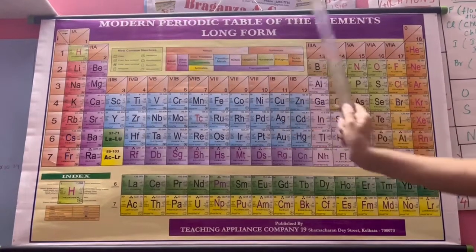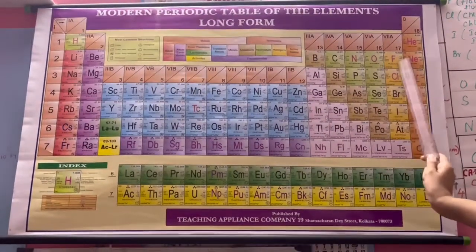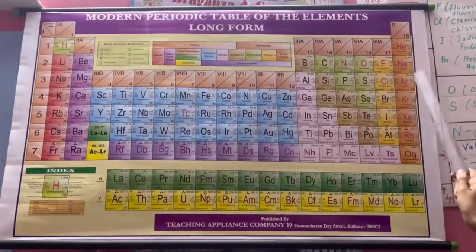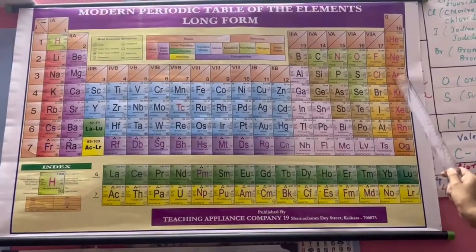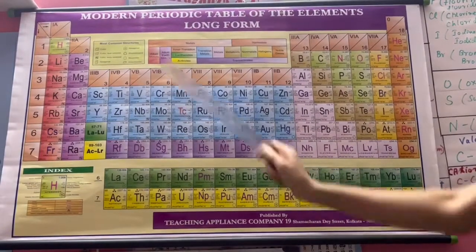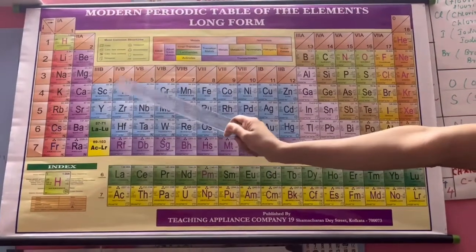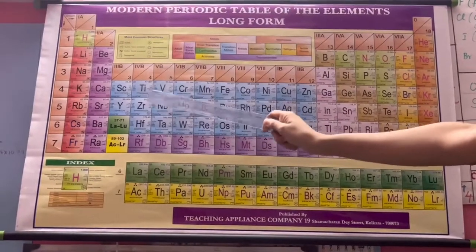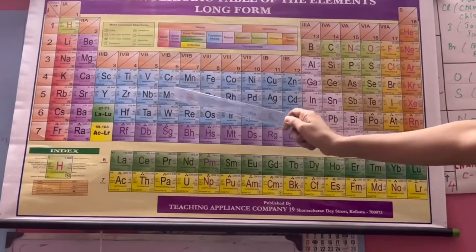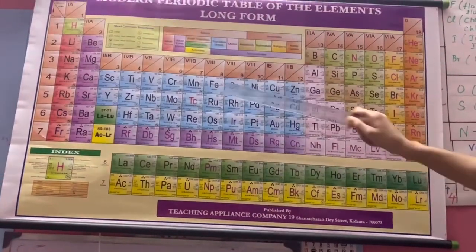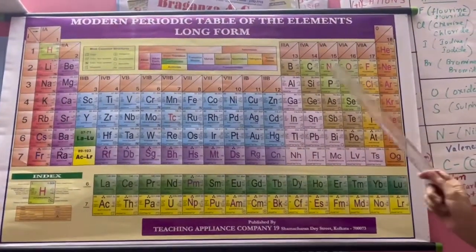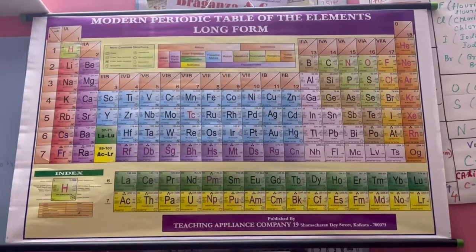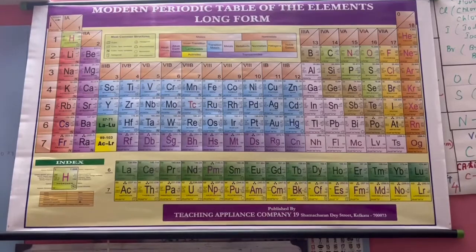Then beryllium 4, 5, 6, 7, 8, 9, 10, 11, 12, 13, 14, 15, 16, 17, 18. I'm counting the atomic numbers of these atoms. Potassium again 19, calcium 20, scandium 21, titanium 22, vanadium 23, chromium 24, followed by the rest and so on. So in the modern periodic table, all the elements are arranged in the increasing order of their atomic number.